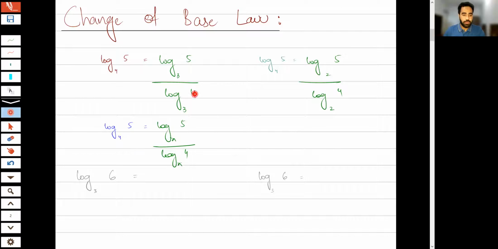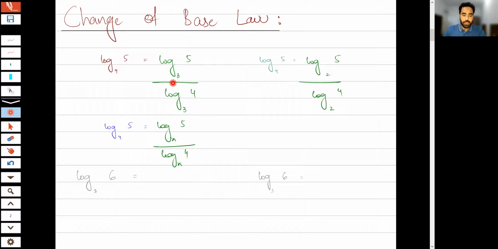One thing that you need to notice over here is what I have done: I have introduced a new base. Now my base is 3 over here, my base is 2 over here, my base is pi over here. The value inside the log is in my numerator, and the base is in my denominator. The same goes for this as well, and this as well.